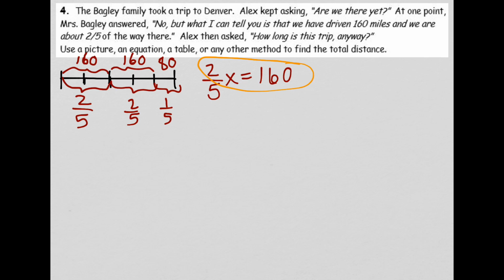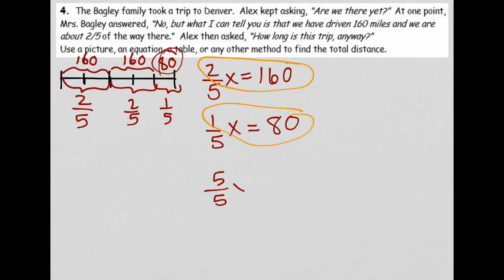Okay, if 2/5 of the trip is 160, then how much is 1/5 of the trip? Two of them is 160, so 1/5 of the trip, we already learned that, must be 80. Does that make sense? That one part of it would be 80. Okay then, if 1/5 of the trip is 80 miles, then how far is 5/5 of the trip?